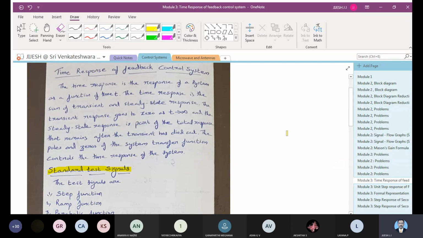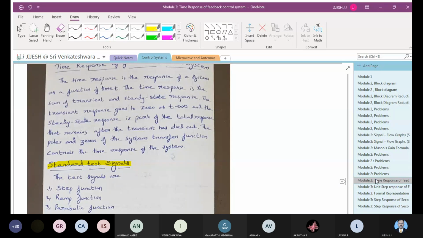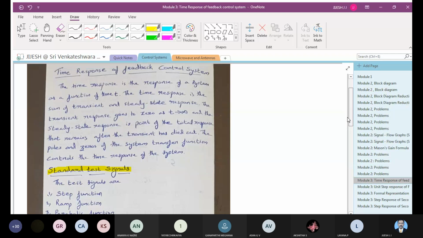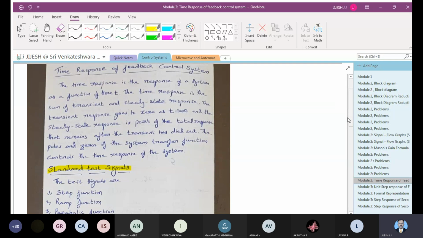So we'll be having a few methods and a few equations to do that. We'll also be discussing the first order system as well as the second order system. So these points you can just note down. All of you write down module 3, time response for feedback control system.